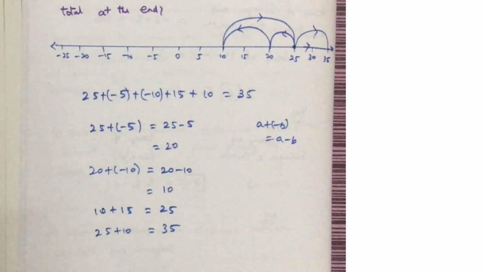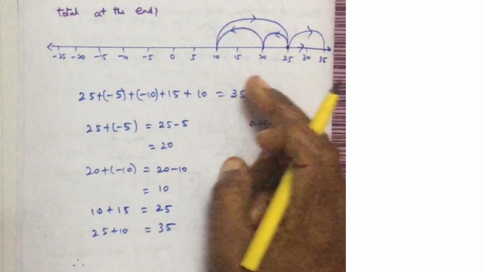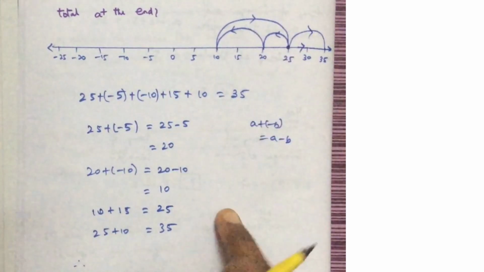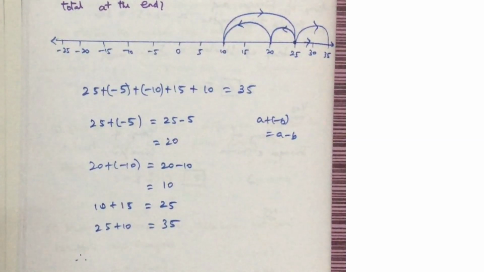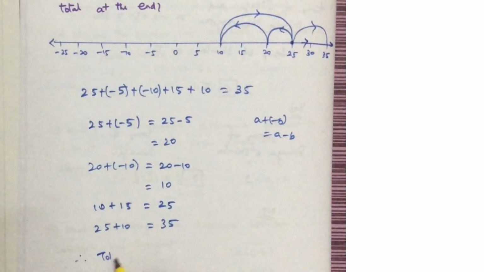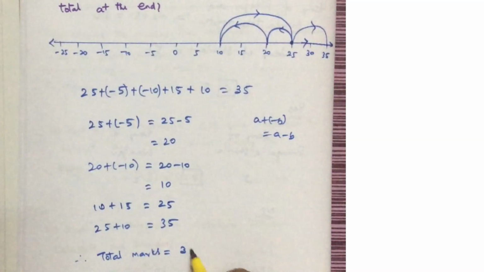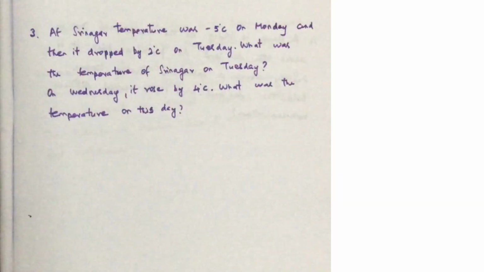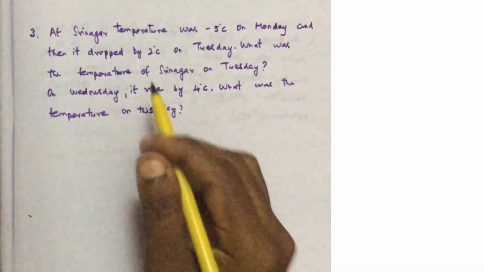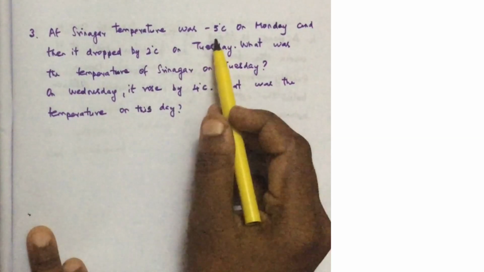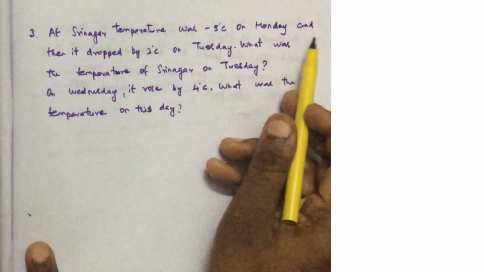Therefore, either you can solve using a number line or you can solve this way also. What is his total at the end? Total marks equal to 35. Okay.